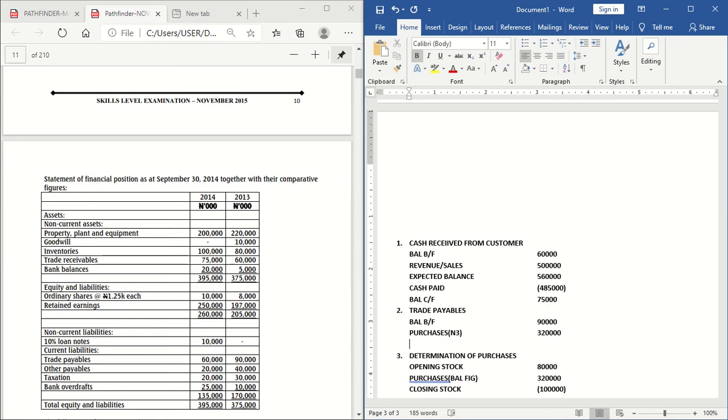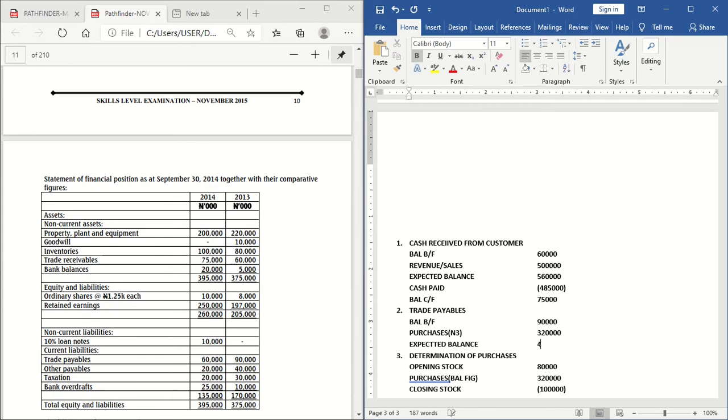So if it is 320,000, at the beginning of the year we were owing our supplier 90,000. We also purchased items worth 320,000 from them. So therefore we are expecting to be owing them. So our expected balance at the end of the day is meant to be what? 320 plus 90.